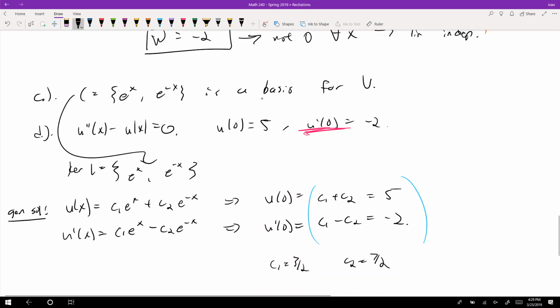Okay. So now we know what c1 and c2 are, and we need to plug them back into the original u. So u of x is equal to 3 halves e to the x plus 7 halves e to the negative x. And so this specific solution will satisfy the initial value conditions given in the problem.